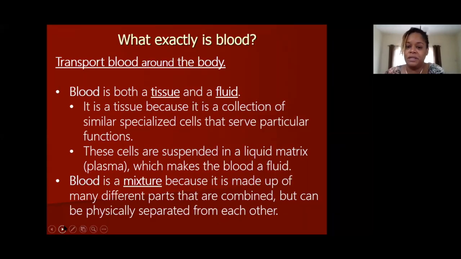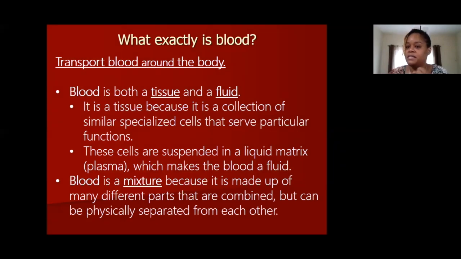It is a fluid. It is a liquid fluid. And because it's a fluid, blood is able to flow. Blood is also a mixture. So blood is a tissue. Blood is a fluid, and it's also a mixture. And by definition, because blood is a mixture, we're able to separate the parts of blood. Okay, they can be physically separated.